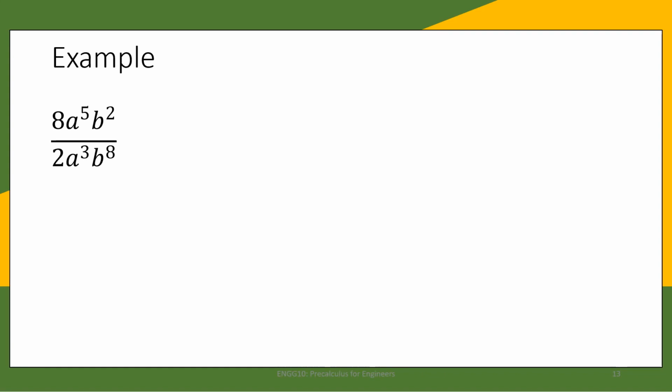We are given the problem 8a raised to 5b raised to 2 all over 2a raised to 3b raised to 8. So for this one, we are going to apply theorem number 4. What does theorem number 4 state? It states that when we are dividing two expressions with the same base, we need to subtract their exponents, right?